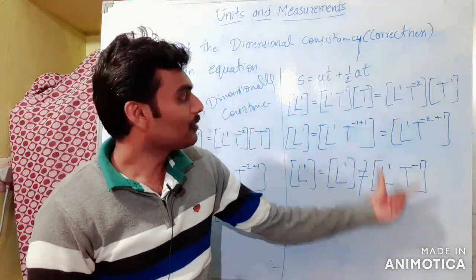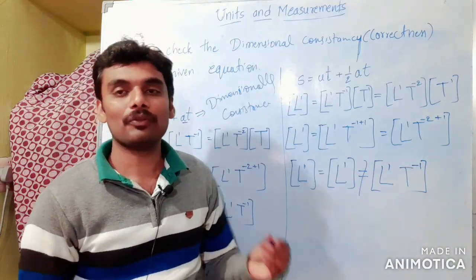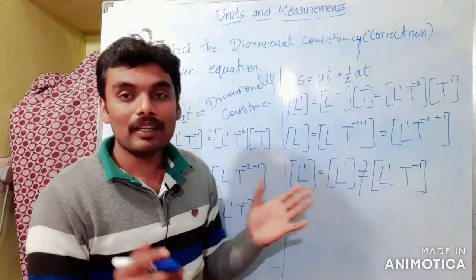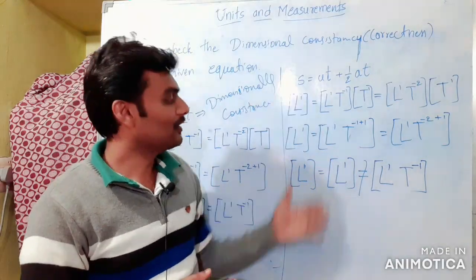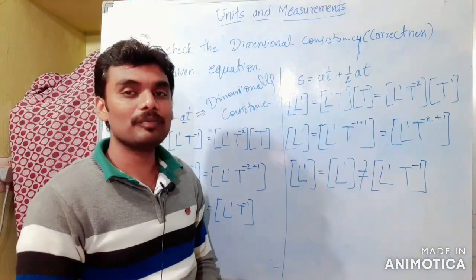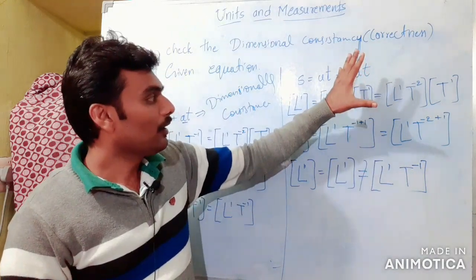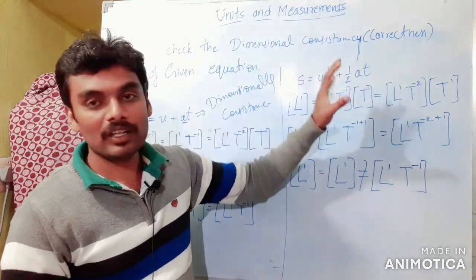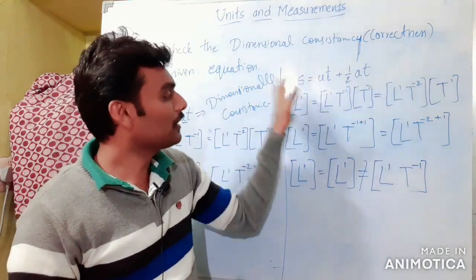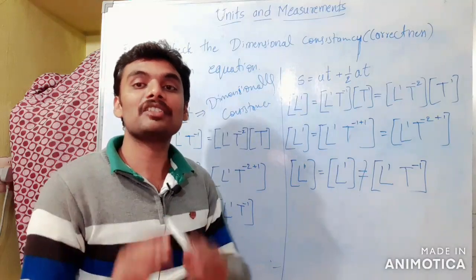So the last term of the equation is not proving the dimensional consistency. It is not valid for dimensional consistency. So what I can conclude now from this is, since it is not equal, even if a single term does not prove the consistency dimensionally, then we can say that the given equation is dimensionally inconsistent and hence it is wrong.